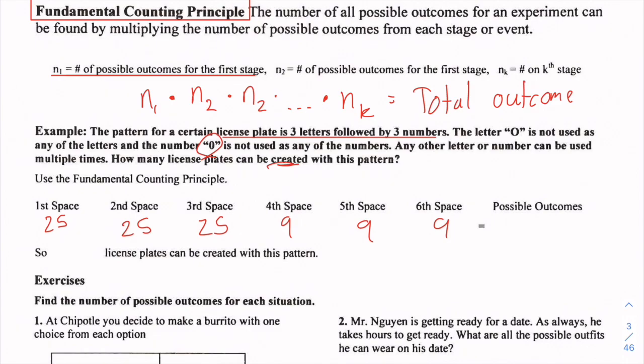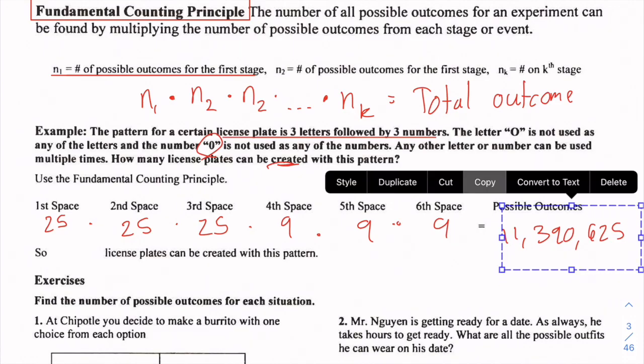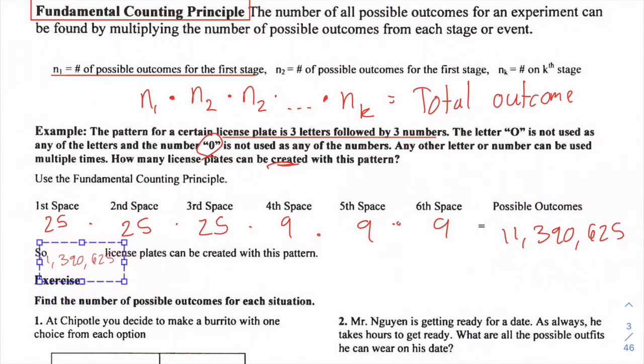And so now how can I find out all the different combinations for this? You would multiply them all. Just a little quick mental math. This ends up being 11,390,625 different license plates. And you essentially take that number and copy it here. Boom.